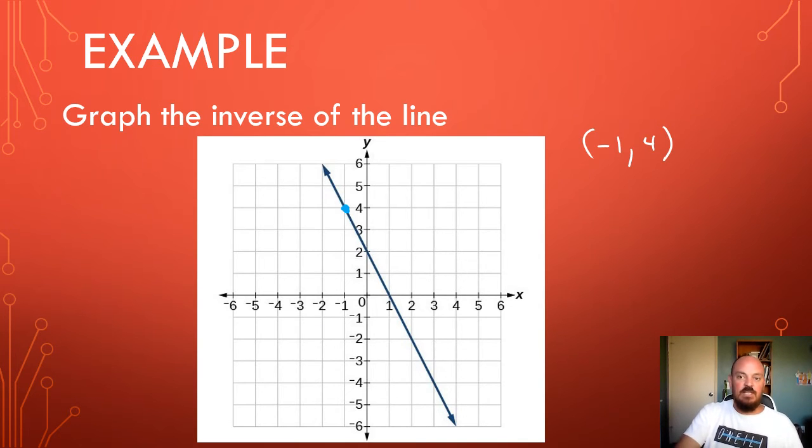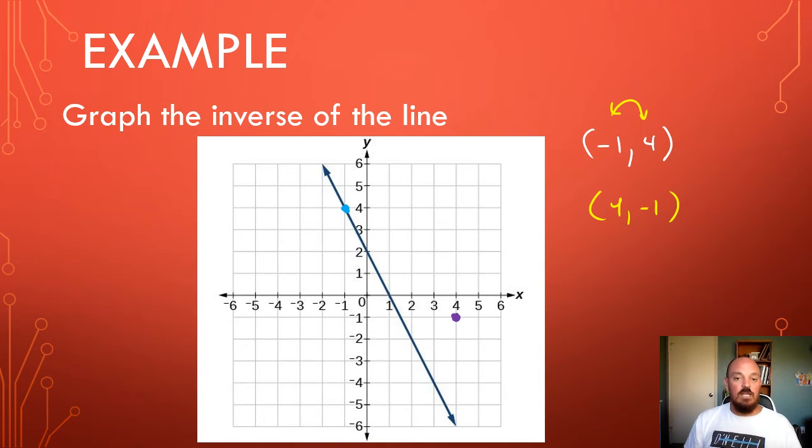So if I want to graph the inverse, it's going to have 4, negative 1. So I go over 4, down 1, and I'm going to plot the point right here. So the light blue and the purple points are inverses.